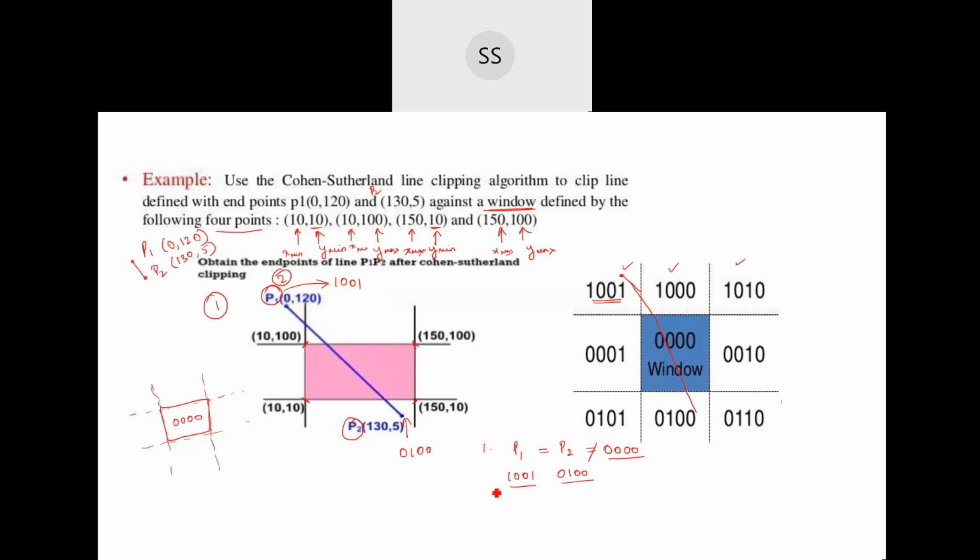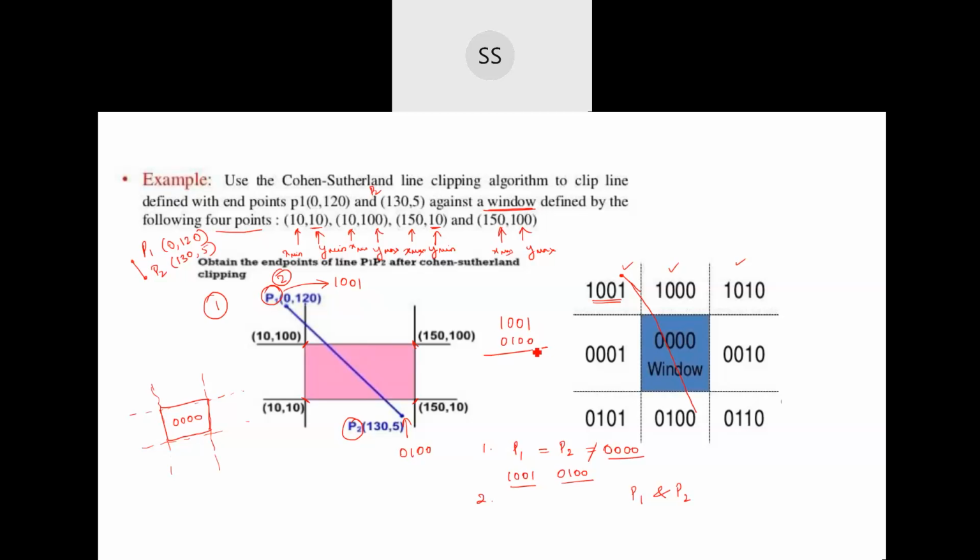Now what is the next step we have to do? What is the second step? As they are not equal to 0, what you have to do is perform the AND of P1 and P2. You have to perform AND of P1 and P2. When we AND, 1001 and 0100.